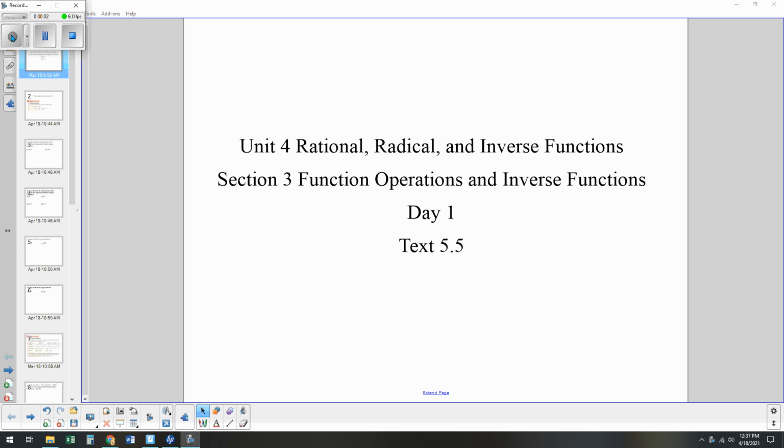This is Unit 4, Section 3. This is the first day of Section 3, textbook Section 5.5. We are now going to be talking about function operations.